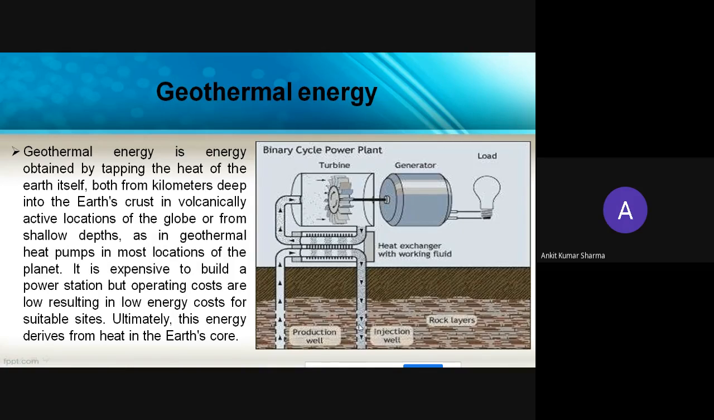You can see here the injection well. The heat is absorbed by the heat exchanger, and the remaining water is sent back to the earth crust by the injection well. There are different rock layers. At kilometer depth there is magma, and there is a lot of heat in the magma, and due to this magma, the water under the earth crust, under the rock, is also vaporized.